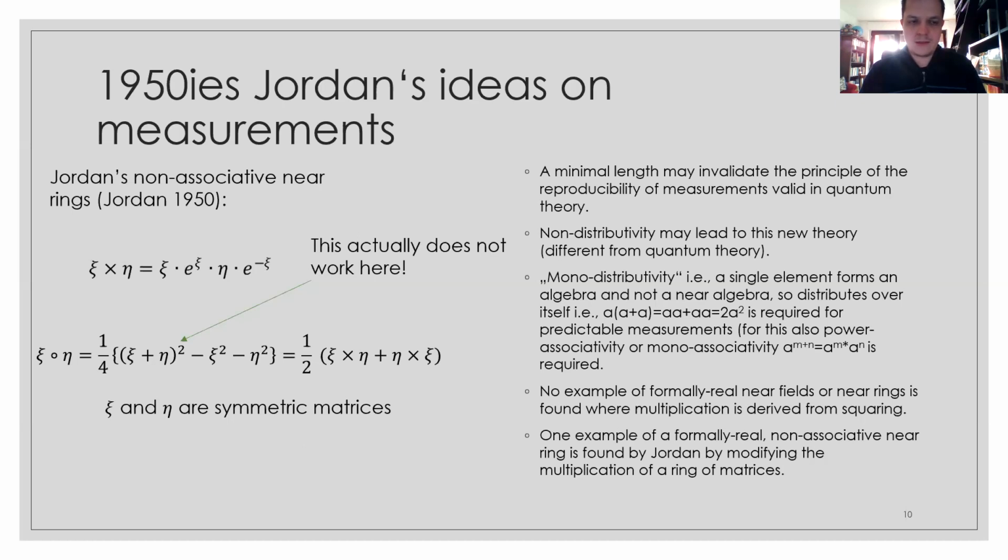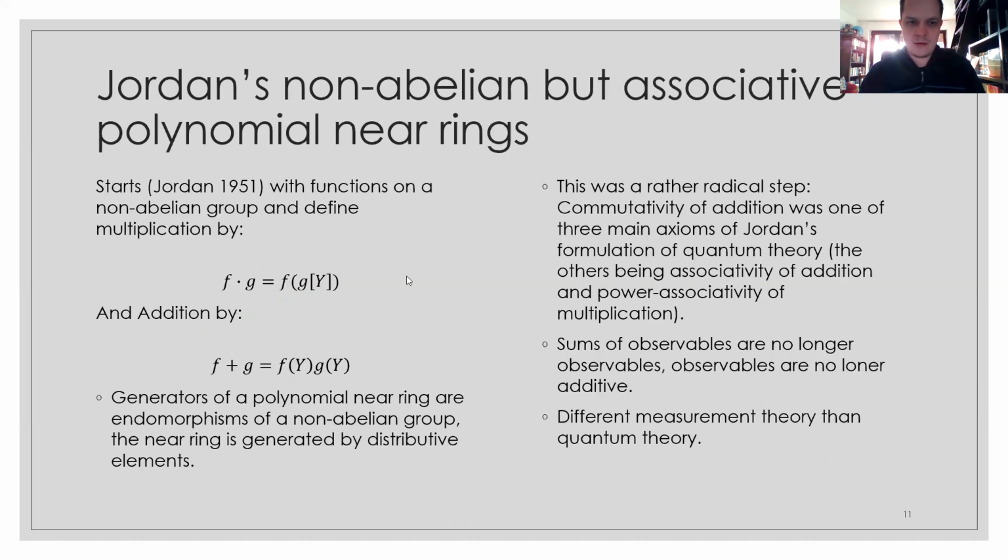this was his work on non-associative near rings, and he also briefly looked at associative near rings, but with non-commutative addition. He looked at the functions on a non-abelian group, and he defined multiplication as function composition, and addition as the ordinary multiplication of group elements. Then he formed polynomials from the group elements and formed a polynomial near ring. What's important, the generators of his near rings are the endomorphisms of a non-abelian group, and endomorphisms are distributive. So he used distributive elements to generate a near ring. And he proposed to use these distributively generated near rings as a possible generalization of quantum theory.